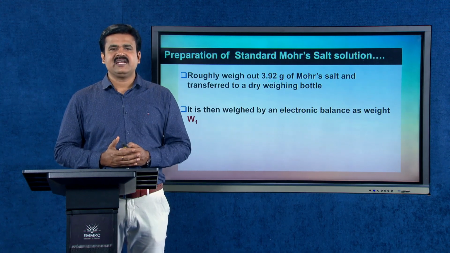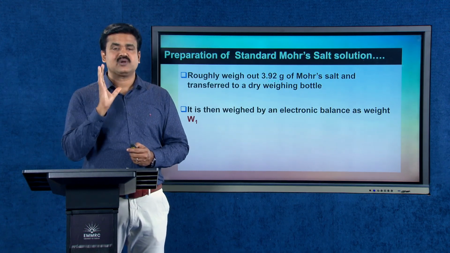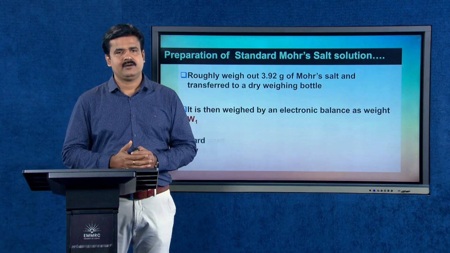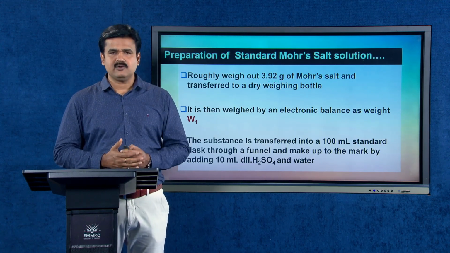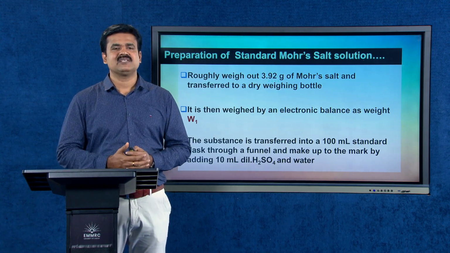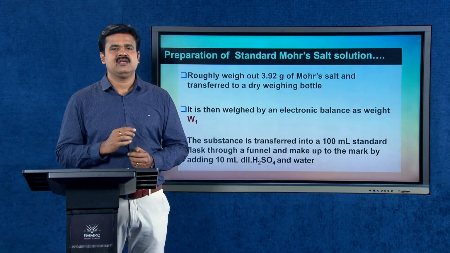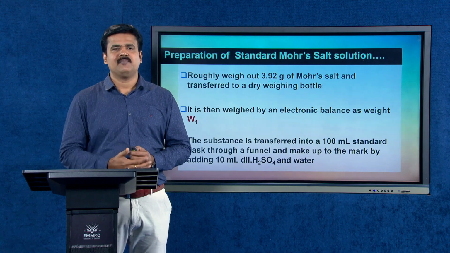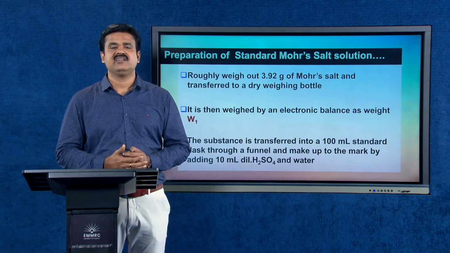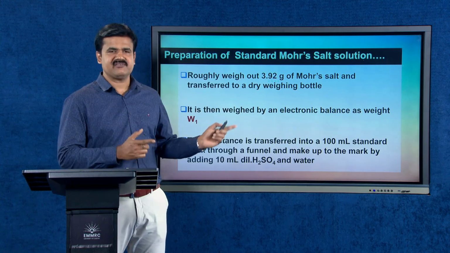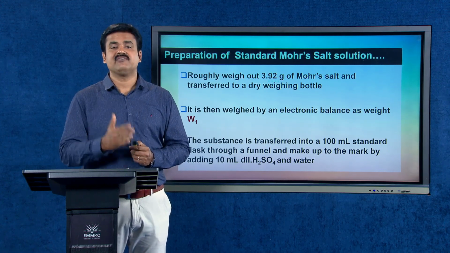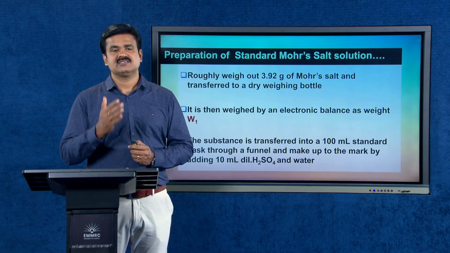Now, roughly weigh out 3.92 gram of Mohr's salt and transfer it to a dry weighing bottle. It is then weighed accurately using an electronic balance, and the weight is reported as W1. The substance is now transferred to a 100 ml standard flask through a funnel and made up to the mark by adding 10 ml dilute sulfuric acid and water.